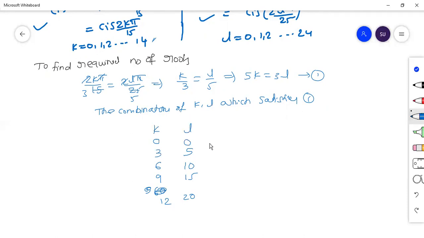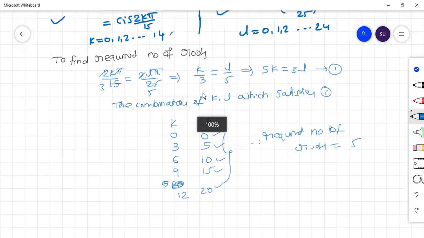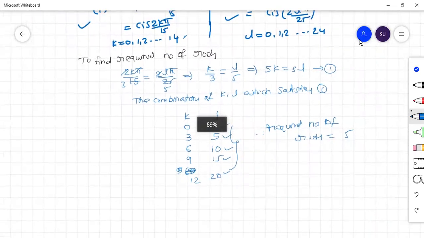So how many combinations are there? 1, 2, 3, 4, 5. Therefore the required number of roots is 5. 5 roots are common to the 15th roots of 1 and the 25th roots of 1.